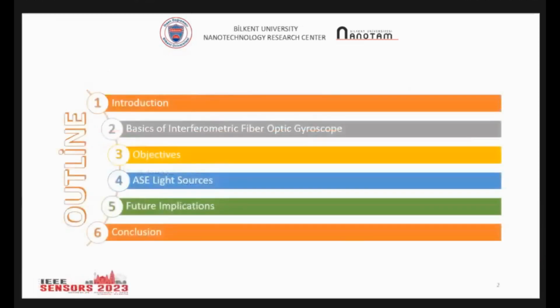Here is my outline. Firstly, I will introduce our topic and the ASE light sources application areas. After that, I will specify the topic, which is one of the application areas of ASE light sources, interferometric fiber optic gyroscopes. Briefly, I will summarize the working principle of interferometric fiber optic gyroscopes and the importance of their wavelength stability. Then I will continue with our objectives, our motivation, and our starting point, what we did for the enhancement of the wavelength stability.